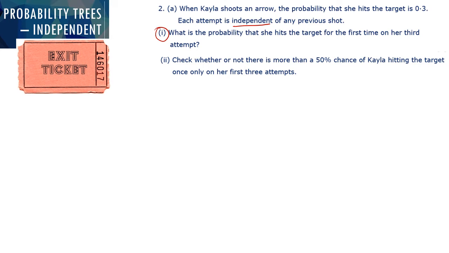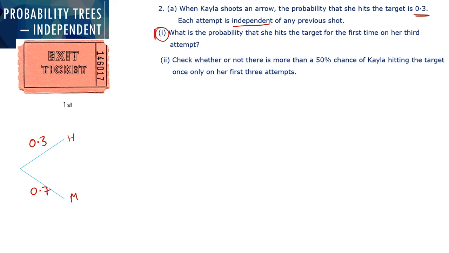There are different ways we can do this, but it will help to draw a probability tree. So the first attempt, she could hit or she could miss. And it tells us the probability she hits it is 0.7. Because these events are mutually exclusive, they can't both happen at the same time, and exhaustive, there's no other possibilities, they add to 1, so this must be 0.7.